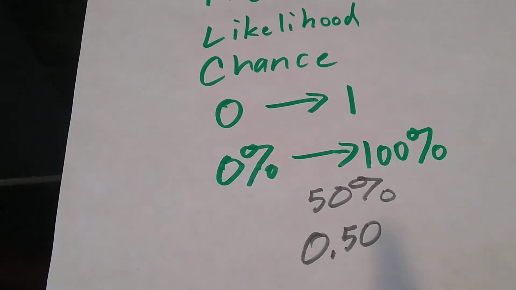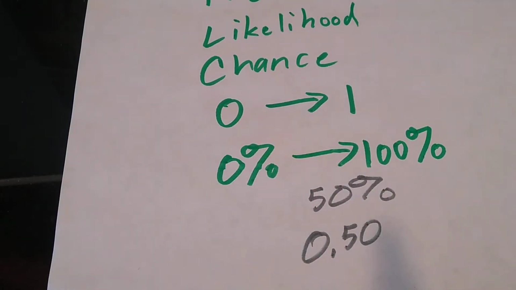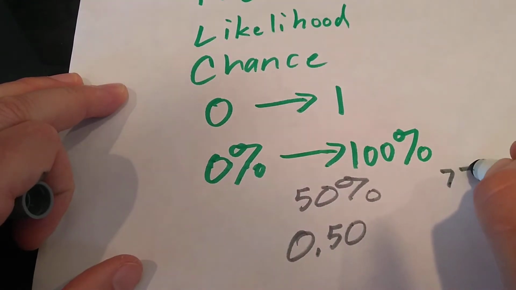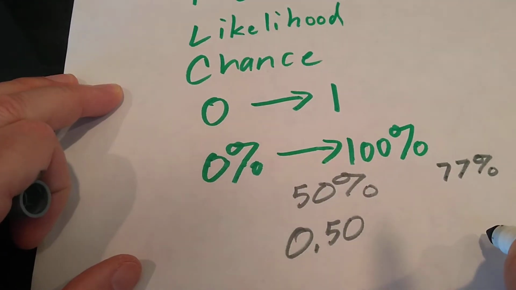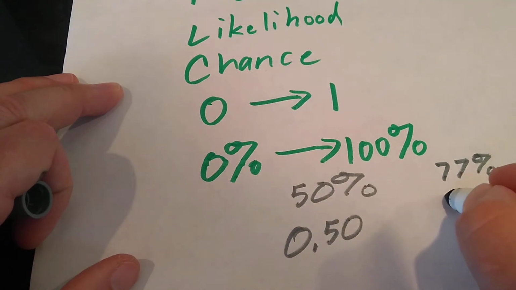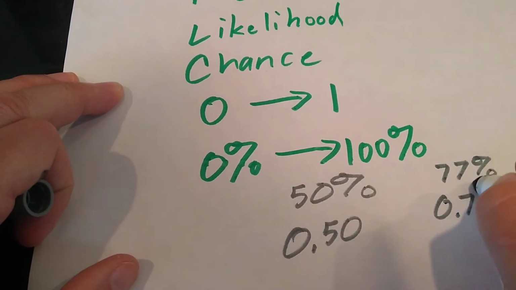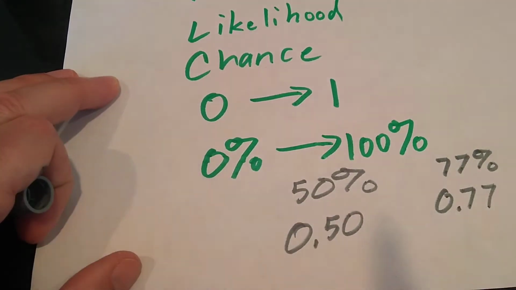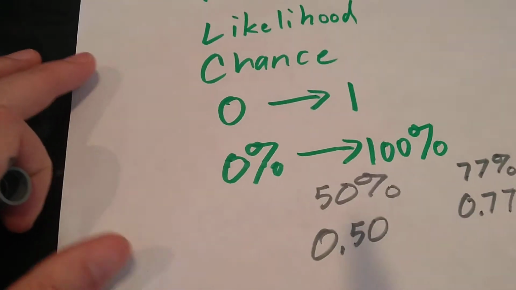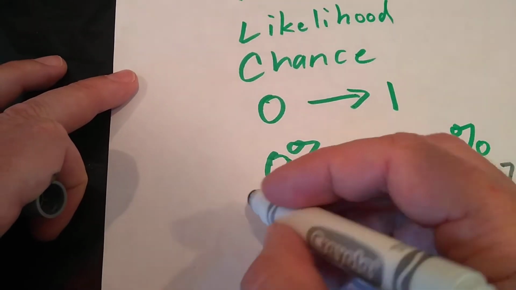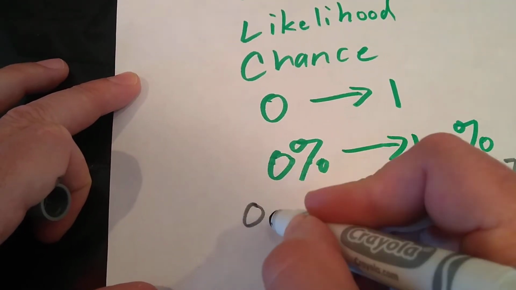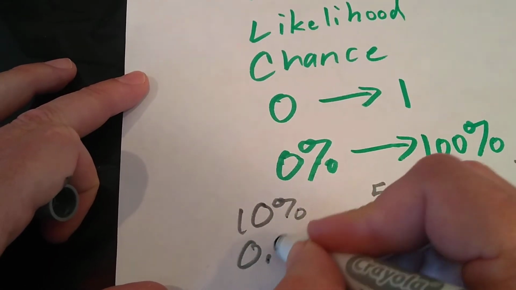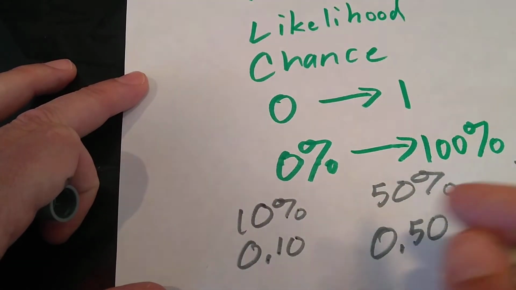but a lot of times that might be written as 0.5. Or maybe something's kind of likely to happen, but not exactly likely. You may say, well, that's maybe 77%. You've got a number, and that could also be written as 0.77. Notice we're just moving the decimal 2 places to the right or 2 places to the left to convert back and forth. Something that's not very likely to happen, maybe it's only got a 10% chance of happening, which we could also write as 0.1.